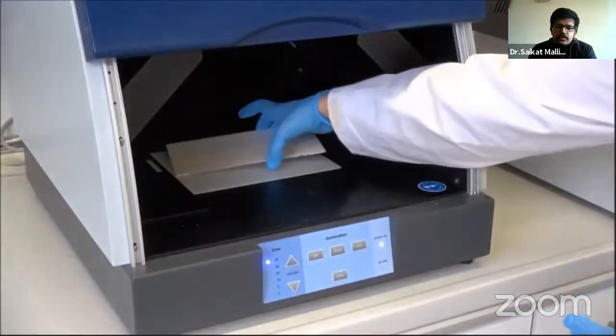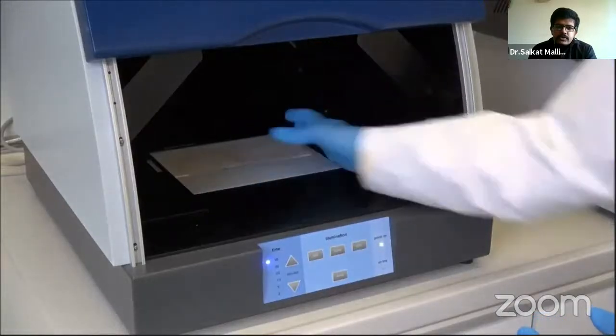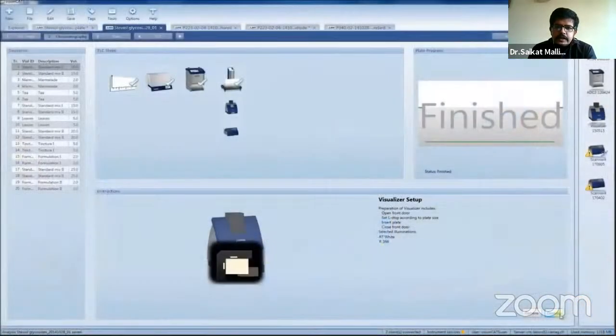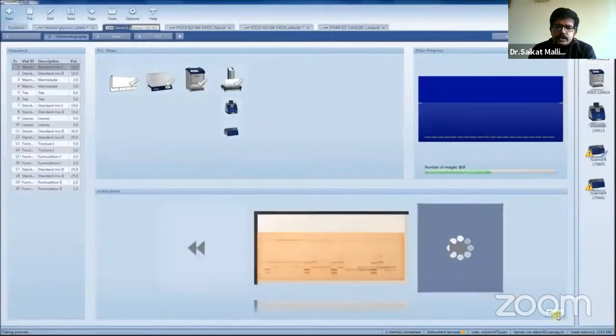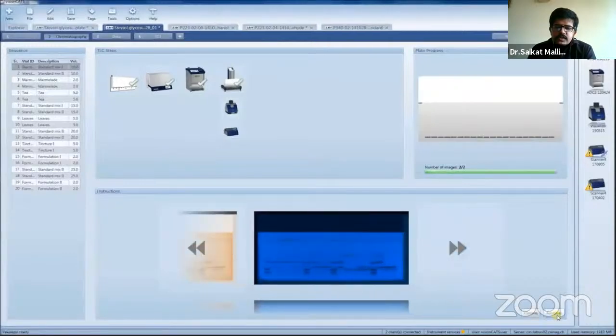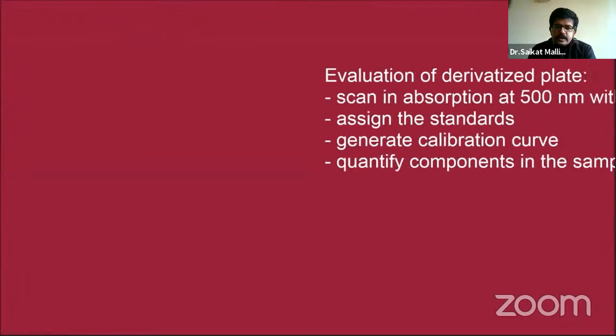The plate, before going for the scanning, you document the image. You place the plate in the visualizer and take the image, which is done automatically again with the help of this software, and the software documents the entire result over here in the VisionCAT software. So here you can see that after the reaction process is completed, this is how the separation looks in the white light. Followed by that, you see how it will look in the 254 and 366 light. So this 366 light image has also been taken.